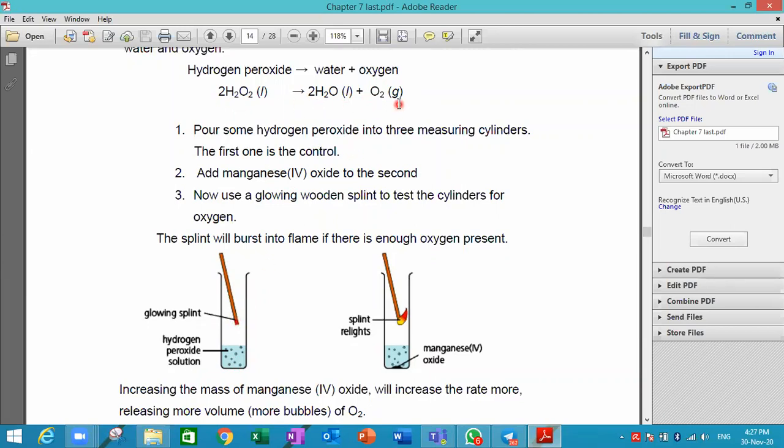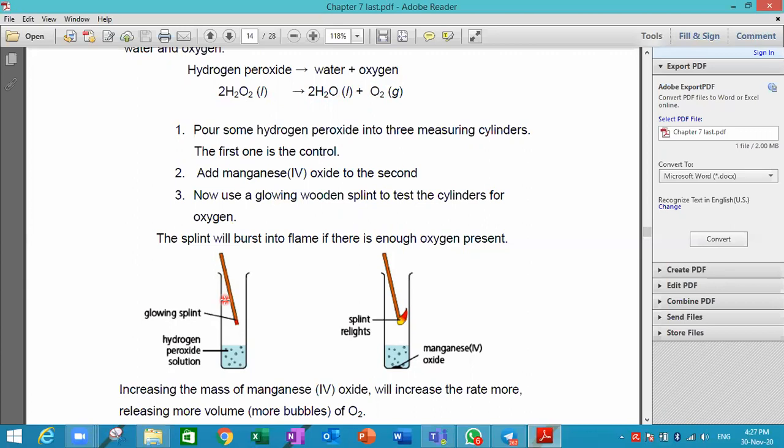Because this reaction is so slow. It will take a long time for oxygen to be produced. Okay, that's why the glowing splint did not light up, because oxygen is not produced yet. It's a very slow reaction.